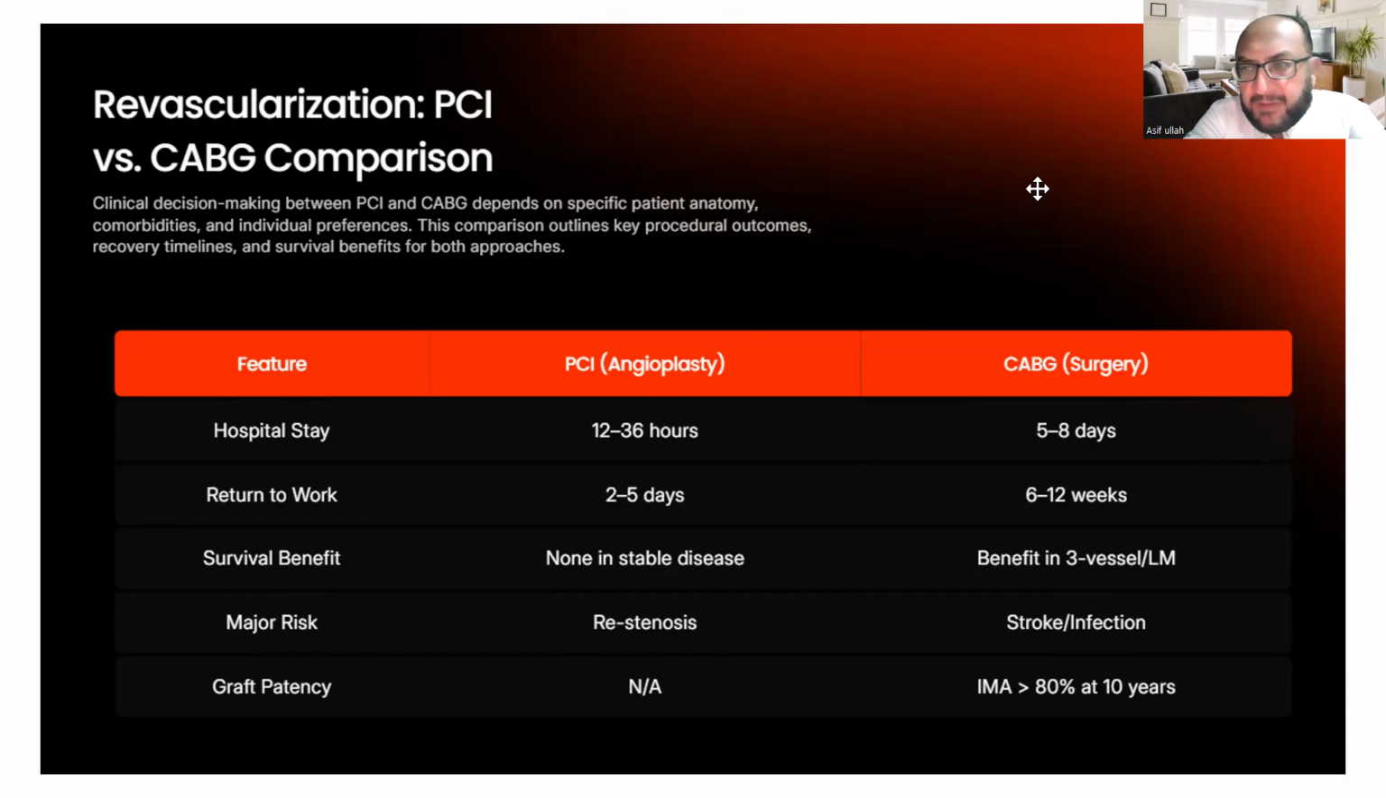CABG surgery, on the other hand, has a longer stay of 5 to 8 days with return to work in 6 to 12 weeks, and it is especially beneficial in three vessel or left main disease, and it has a survival or mortality benefit. But the major risk is that the patient may have stroke, infection, and other complications of surgery, and the graft is patent more than 80% in internal mammary artery at 10 years.